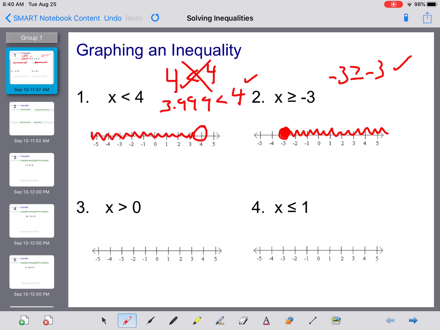Similar with 0, we want all the numbers greater than 0, so that will be our positive numbers, or 1, 2, 3, 4, and so on. So if we're here at 0, we are going to shade everything to the right because we want the numbers greater, and we're not going to include 0, so it's going to be an open circle. For number 4, we're at 1. We want the numbers less than that, so it's all the negative numbers or the numbers below 1. And so we're going to shade everything to the left. And since it's equal to, we're going to shade in that circle there. So we have x is less than or equal to 1.